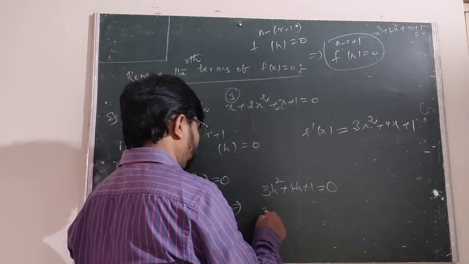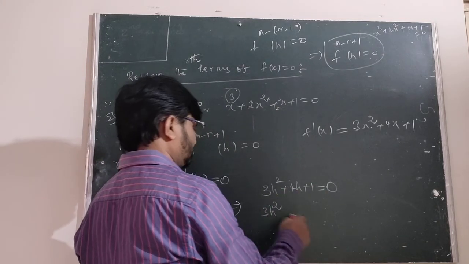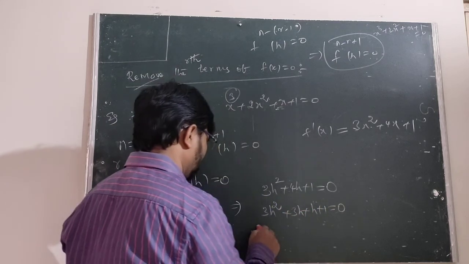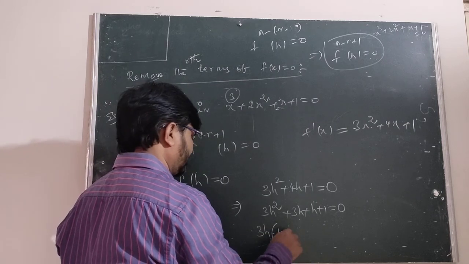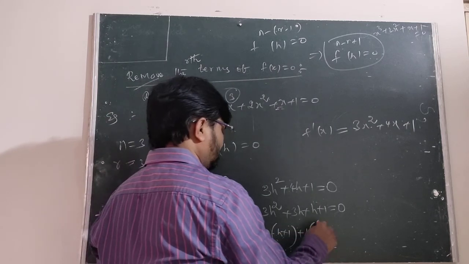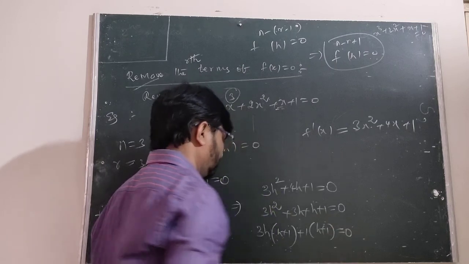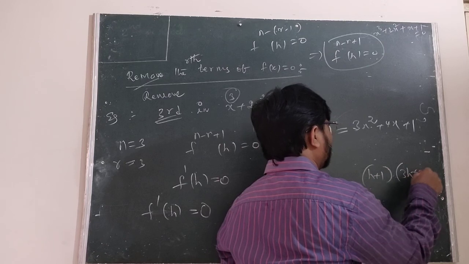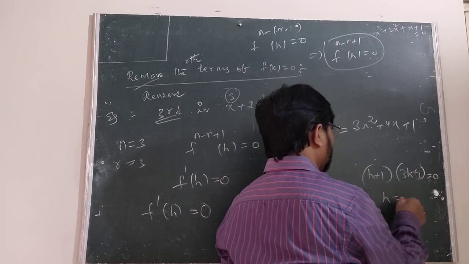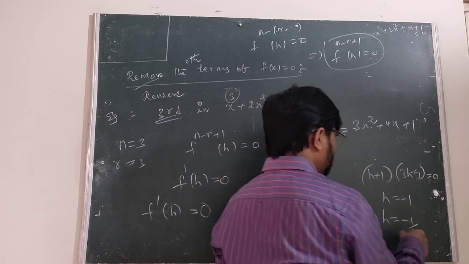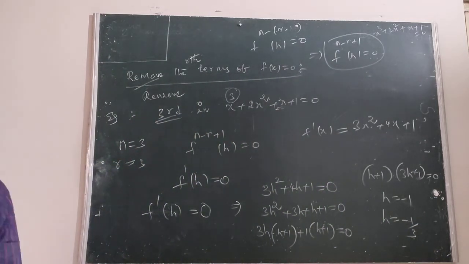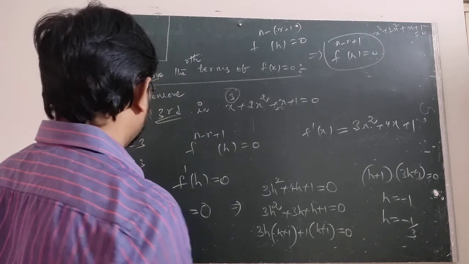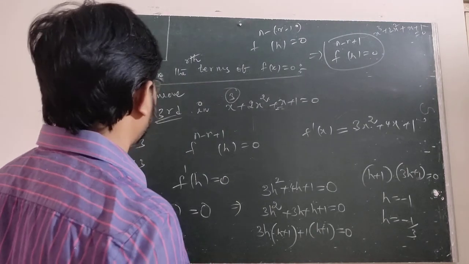Now 3h square plus 4h, splitting 4h as 3h plus h, plus 1 equal to 0. 3h is the common factor, h plus 1 is the common factor. Now this can be written as h plus 1 into 3h plus 1 equal to 0. H equal to minus 1 and h equal to minus 1 by 3. Therefore, we take h equal to minus 1.